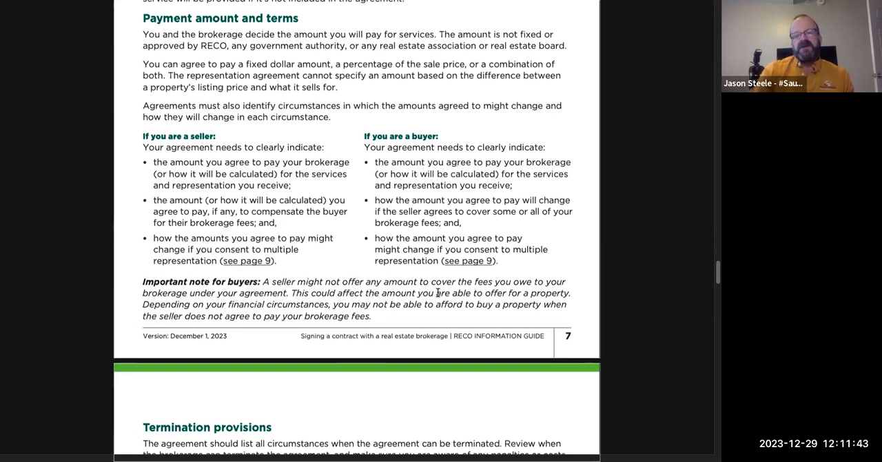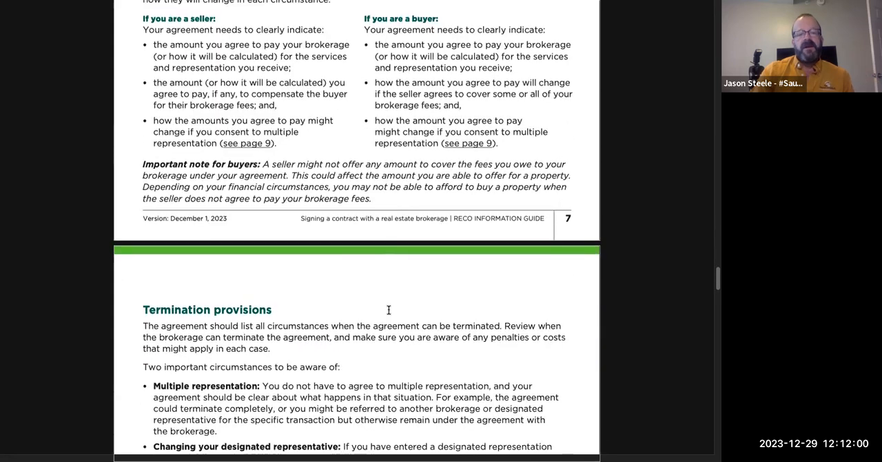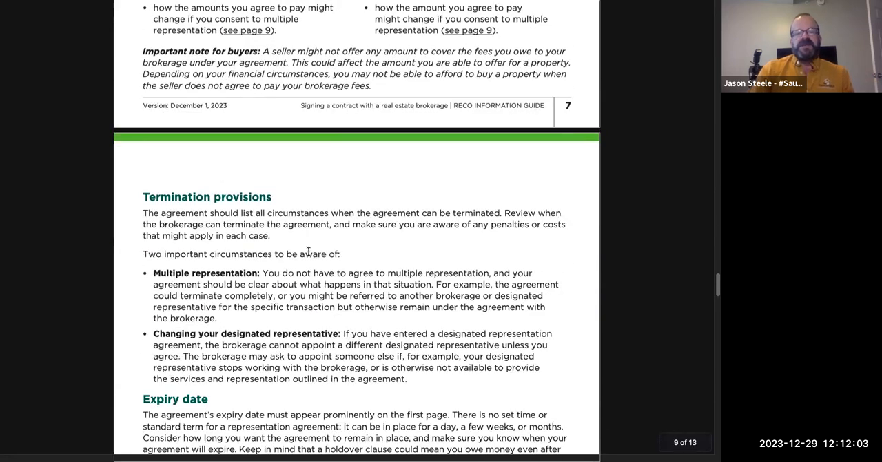A seller might not offer any amount to cover fees you owe to your brokerage under your agreement. This is more or less a mere listing. This is where a seller is selling themselves, and this could affect the amount you are able to offer for a property depending on your financial circumstances. Termination provisions: the agreement should list all circumstances when the agreement can be terminated.